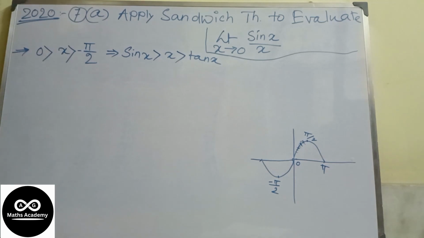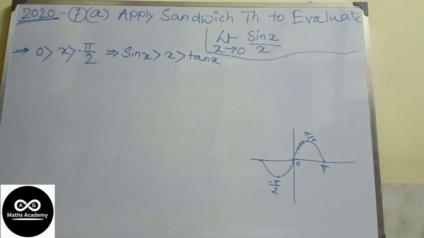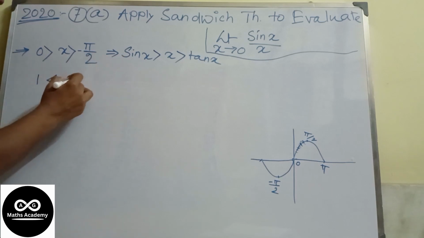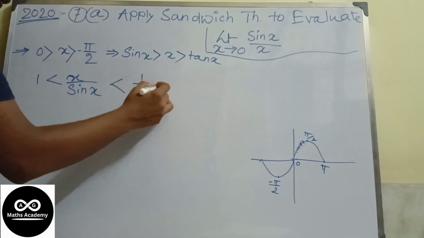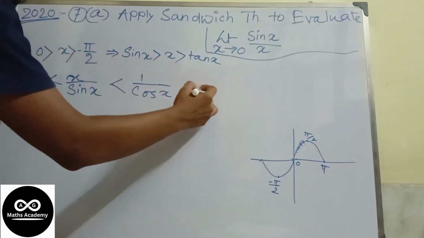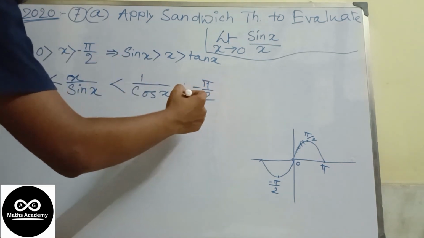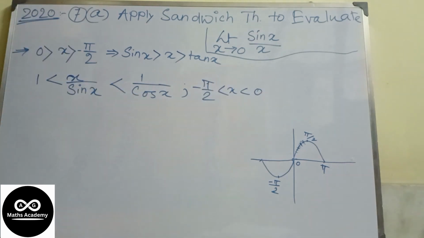Now we are again dividing each term with sin x. So this will be 1, this will be x by sin x, and this will be 1 by cos x, where x is less than 0. Now notice carefully, here the inequality changes. Why so?